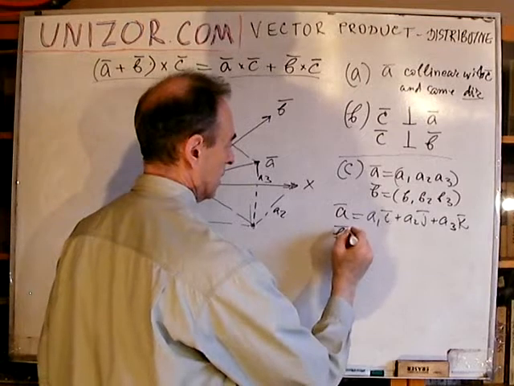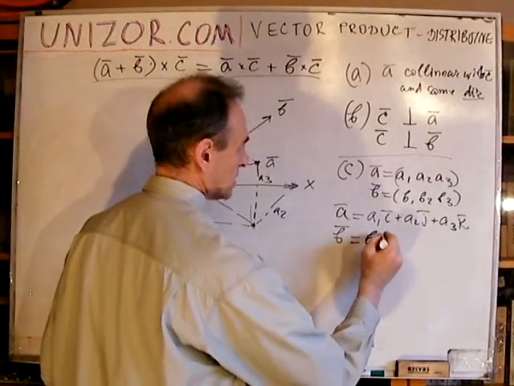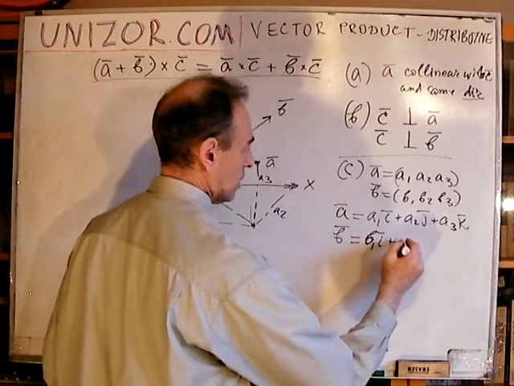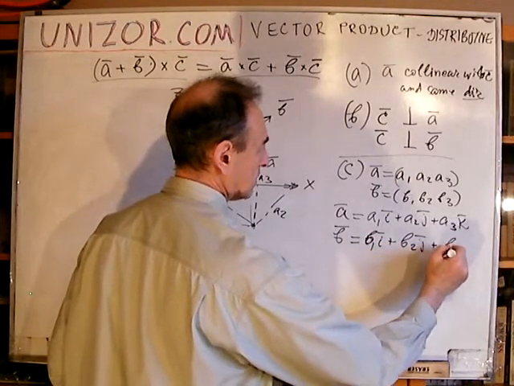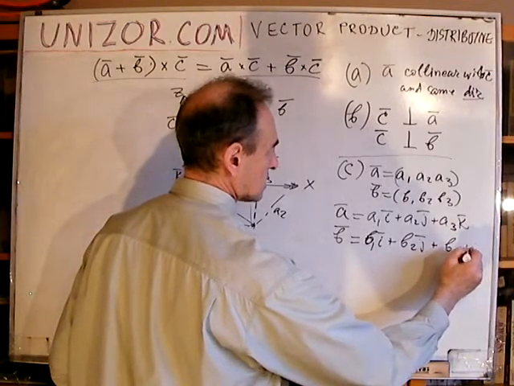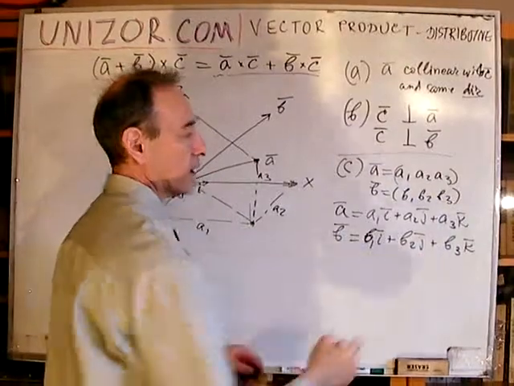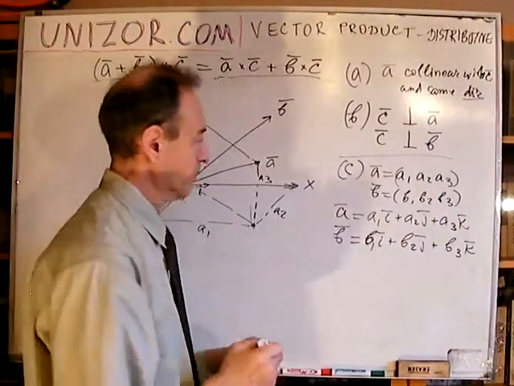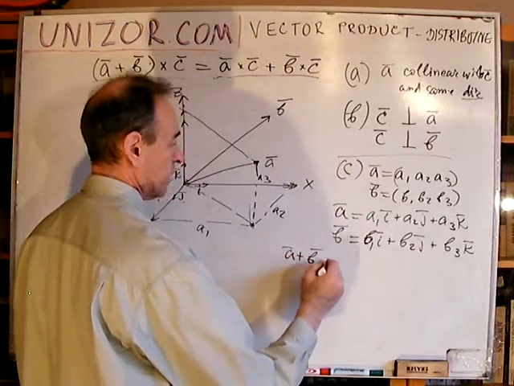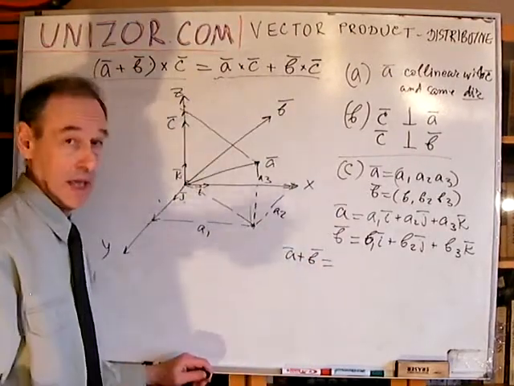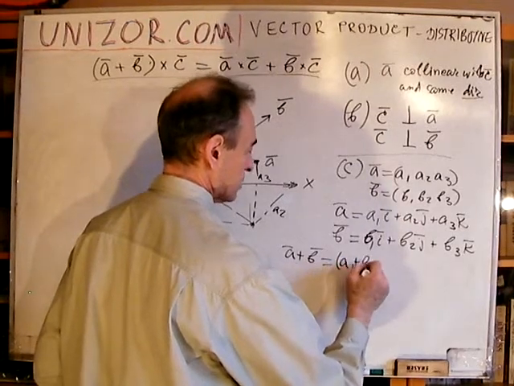Similarly, if I will represent in the coordinate form B vector, I can represent it as a combination of coordinates multiplied by corresponding unit vectors. And finally, A plus B can be represented as sum of coordinates, right?